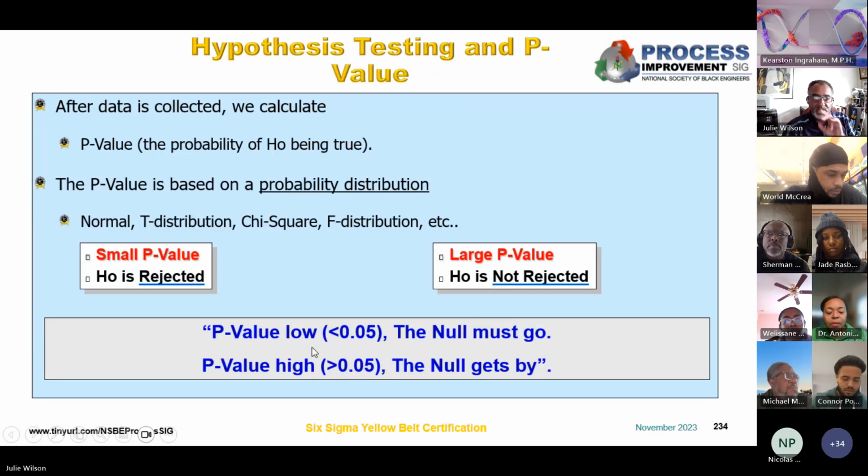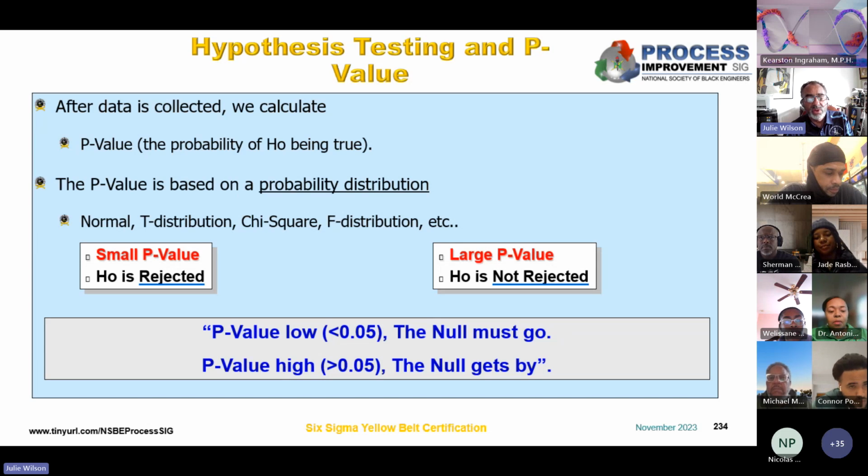So the way hypothesis testing goes, we collect data and then we calculate the p-value. And this is all done in the statistical software package. The p-value is based on a probability distribution. And there are some terms here that you don't need to know now; you will learn them if you continue on and learn more about statistics and Six Sigma.